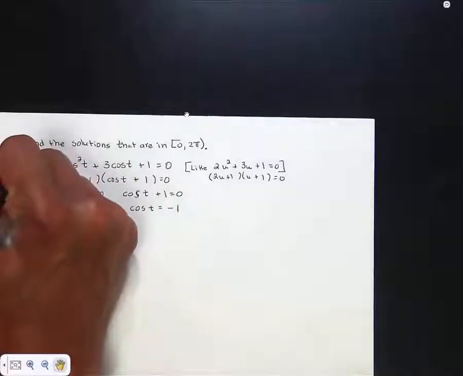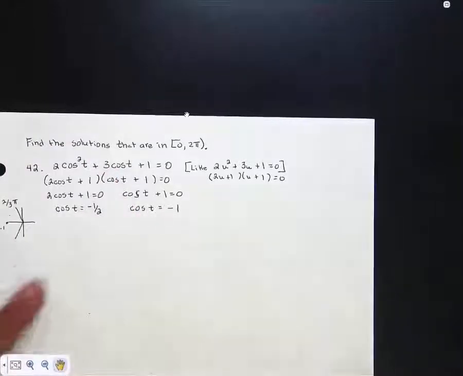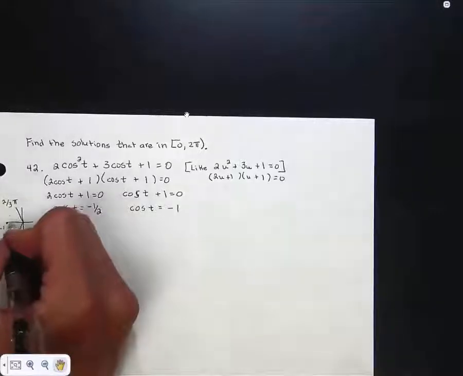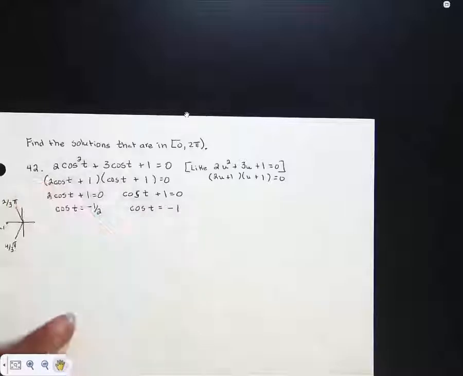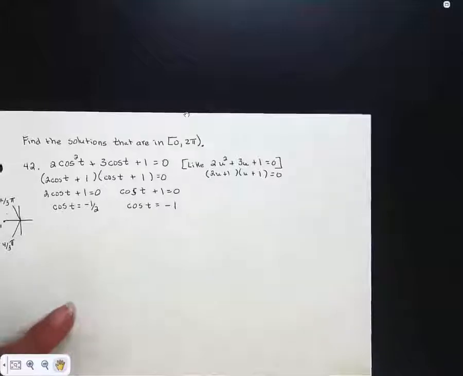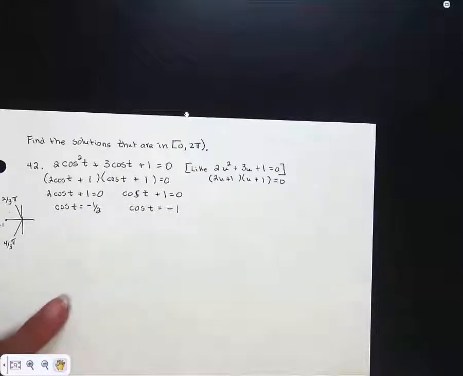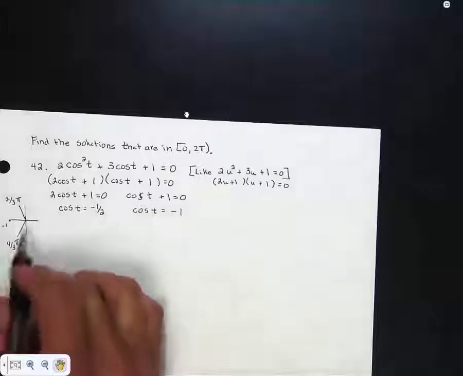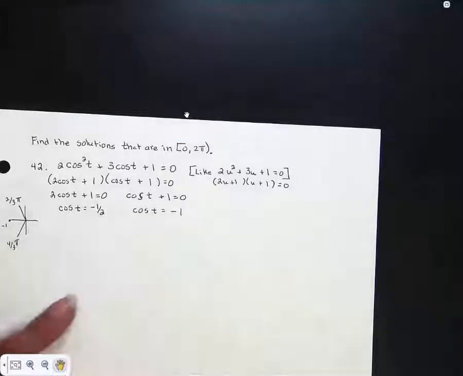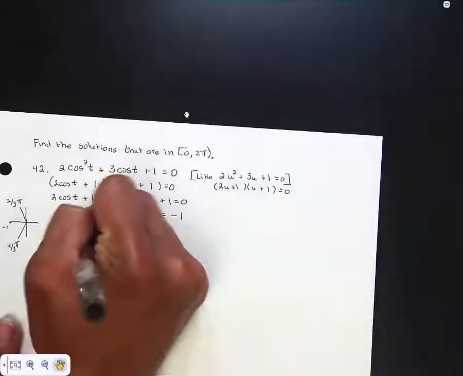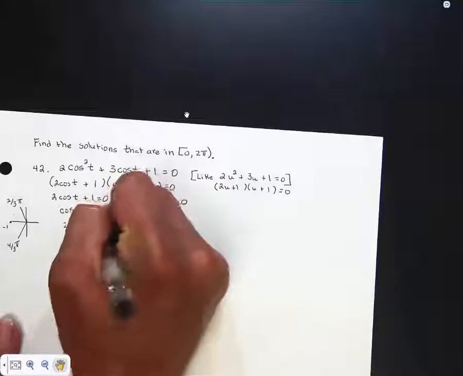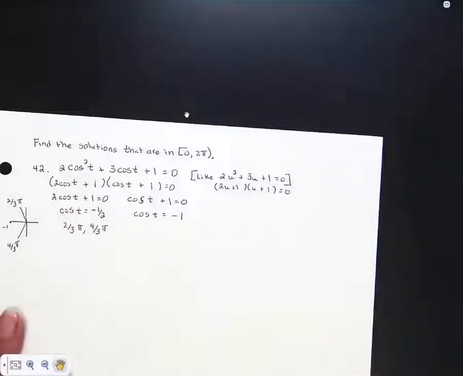So that's 2/3 pi, and then 4/3 pi. In one revolution of the unit circle, those are the only two angles whose cosine is -1/2. So 2/3 pi and 4/3 pi are the solutions to this first equation.